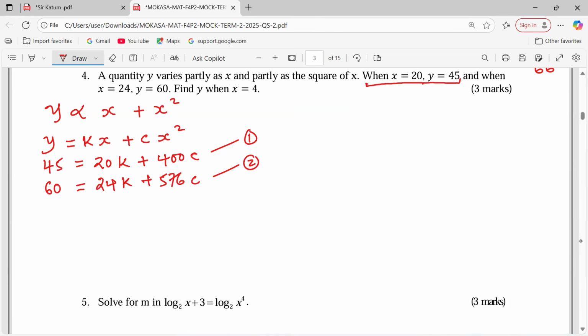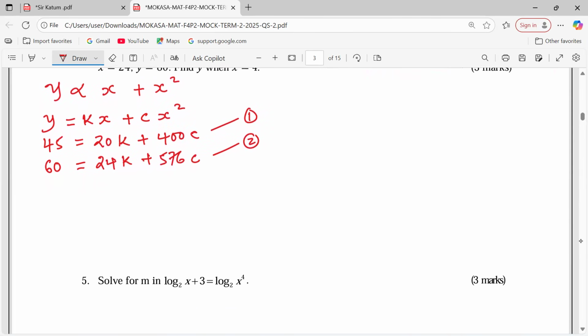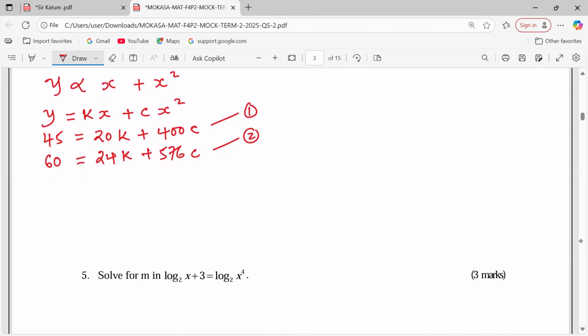To solve them simultaneously, we can choose any method. We have factorization, substitution, elimination, and we have the graphical method and the matrix method. So we choose the one that will be most convenient. Form 2s have covered elimination, and they've also covered substitution. So we can choose substitution. The matrix method is covered in Form 3, and maybe we might meet matrices as we continue. Here, you're just supposed to express one of the unknowns in terms of the other for you to carry out substitution.